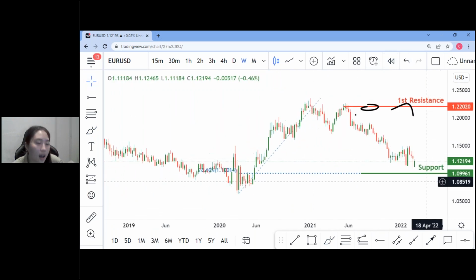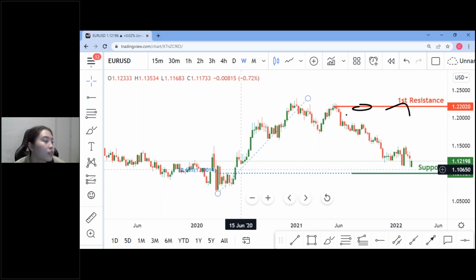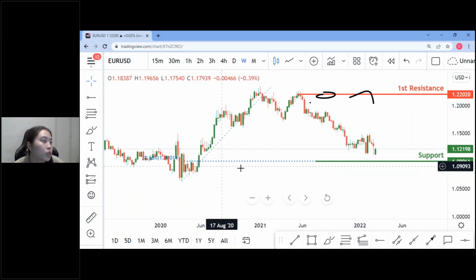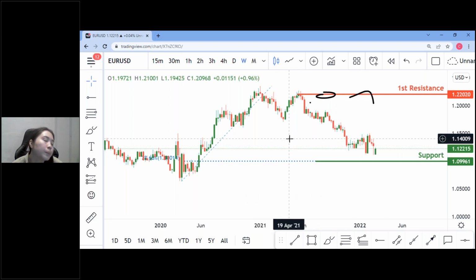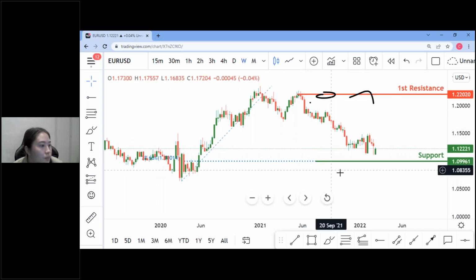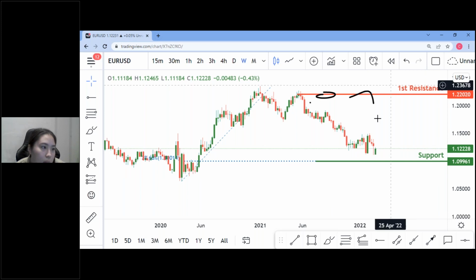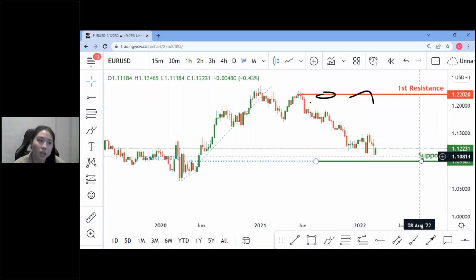Okay, so how we identify whether price is going to break the 78.6% is we combine this with other things like support and resistance, trend line, indicators, market structure, and chart patterns. But today our topic is on Fibonacci retracement. So we're just going to focus on trying to identify Fibonacci retracement.